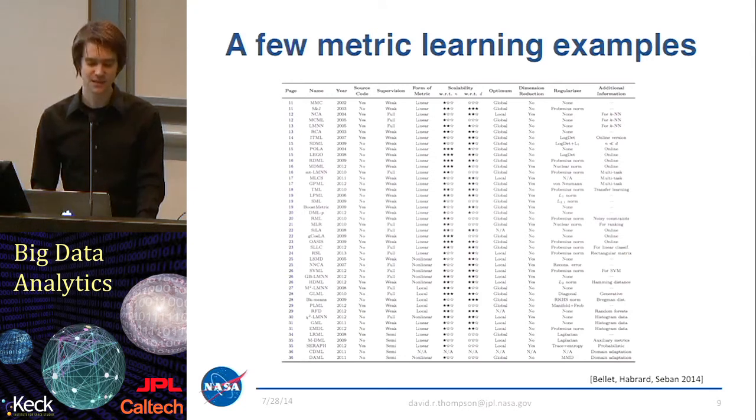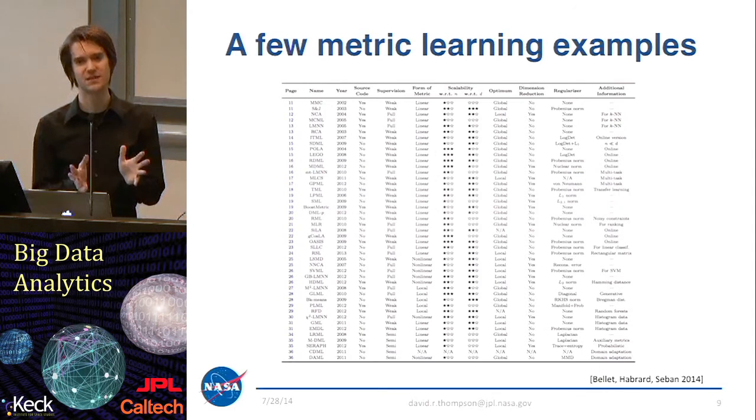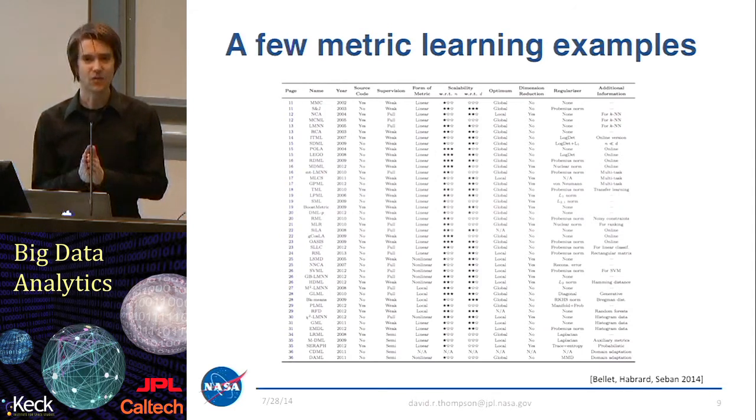Most of this list are Mahalanobis distance metrics, or linear pre-transformations of the data. This list is from Bellet, Habrard, and Sebban et al. And it simply gives you some intuition for the breadth of different algorithms that are available to do metric learning. Now we're going to put most of this aside for now and instead talk about an oldie but a goodie.